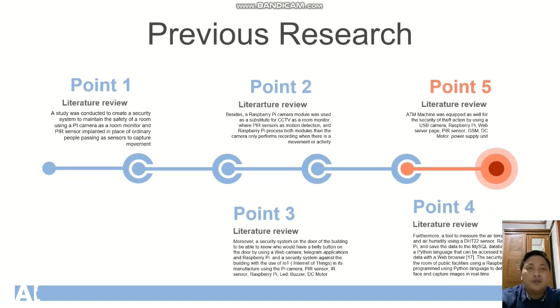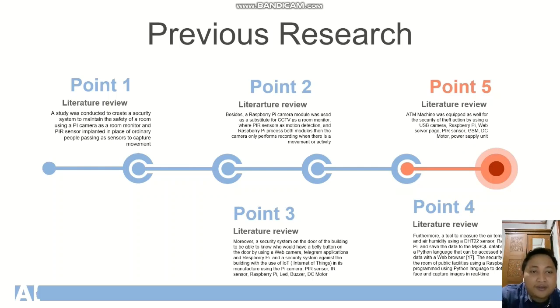Point 2. Besides a Raspberry Pi, a camera module was used as a substitute for CCTV as a room monitor, where the PIR sensor served as motion detection and the Raspberry Pi processed both modules, so the camera only records when there is movement or activity. Point 3. Moreover, a security system on the door of the building to know who is at the door, using a web camera, Telegram application, and Raspberry Pi, and a security system for the building using IoT.